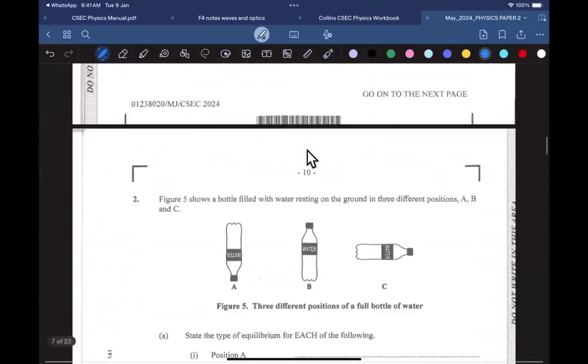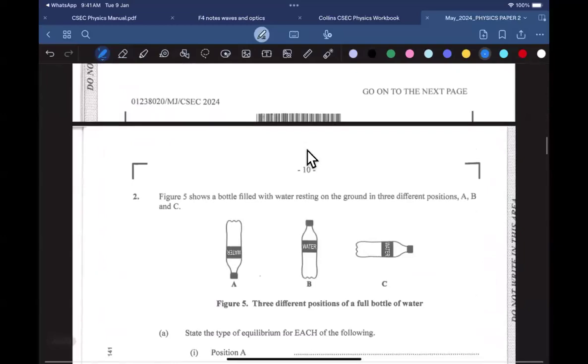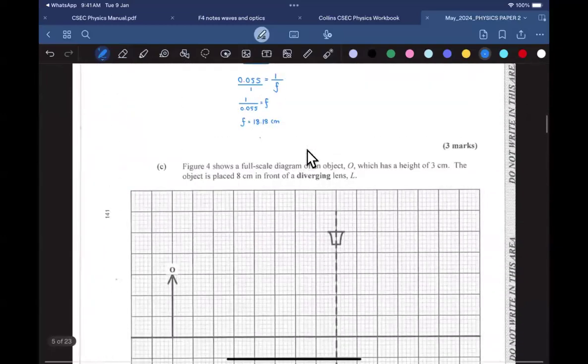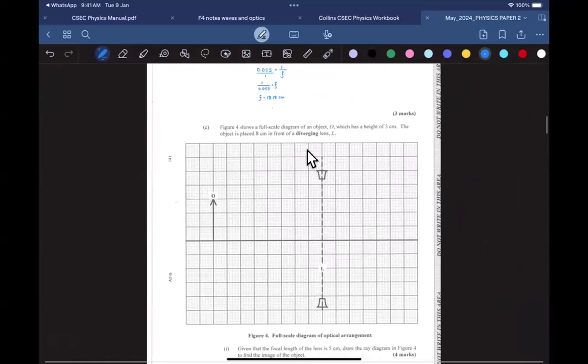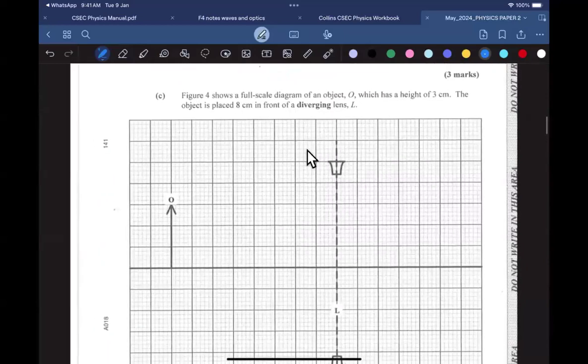Right. And well, we had this last question here. So let's handle this one. That'll be it for lenses. So read this question here.